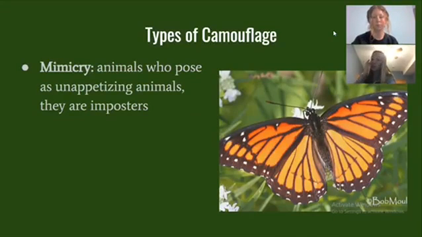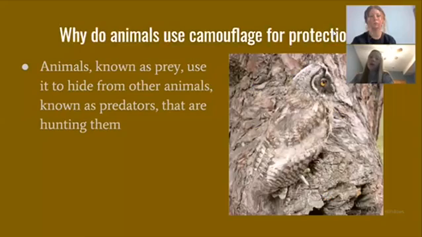Do you guys remember what predator and prey are? Predator is an animal that attacks a smaller animal, and prey is the animal that's being attacked. Animals known as prey use camouflage to hide from other animals known as predators that are hunting them. Predators can also use camouflage to sneak up on their prey.